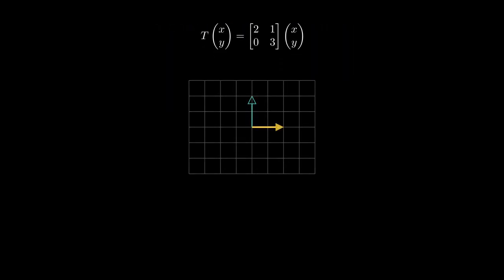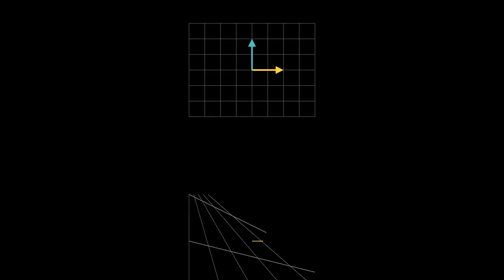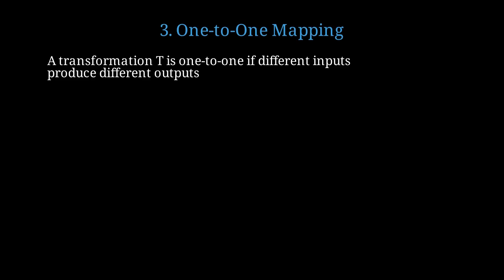Here's a grid representing our input space with standard basis vectors shown in yellow and blue. After the linear transformation, the grid is stretched and sheared, but remains a grid showing linearity. Now let's understand what it means for a transformation to be one-to-one. A transformation T is one-to-one if different inputs always produce different outputs.